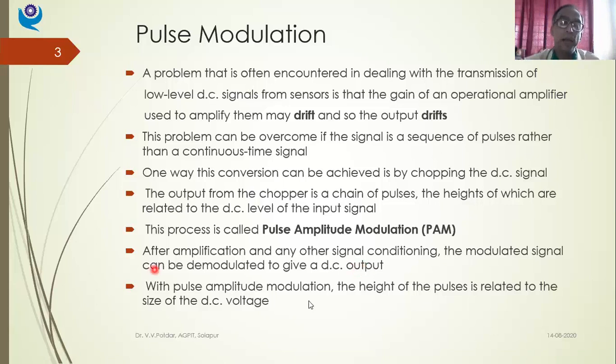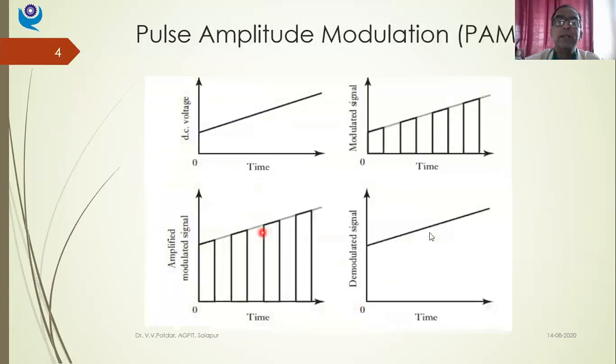With pulse amplitude modulation, the height of the pulses is related to the size of the DC voltage, isn't it? The height of the pulses corresponds to the size of the DC voltage that is amplified. Okay, friends, we'll stop for today.